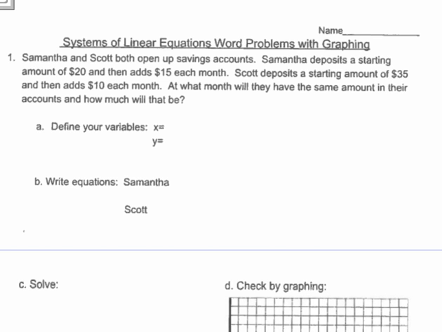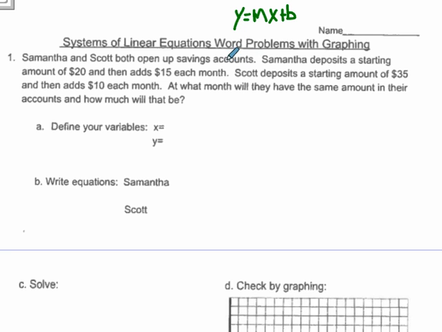So just like the other word problems, the first thing we're going to do is define our variables. In this case, though, we're going to use an x and a y, and there's a specific meaning. The equations that you're going to come up with are all in the form y equals mx plus b, where b is our starting amount, and m is our slope or our rate of change. And when we talk about word problems, we usually refer to m as a rate of change.